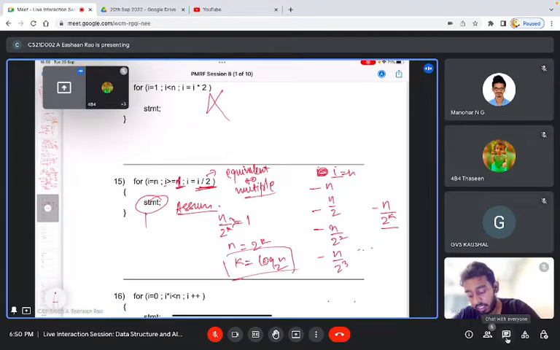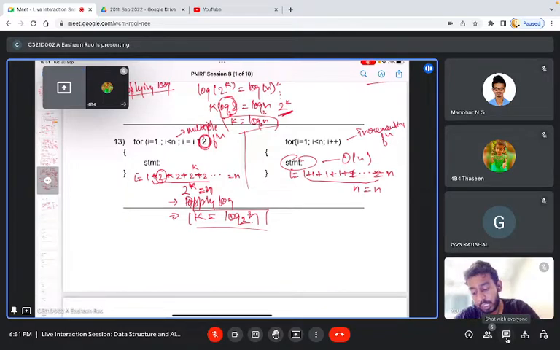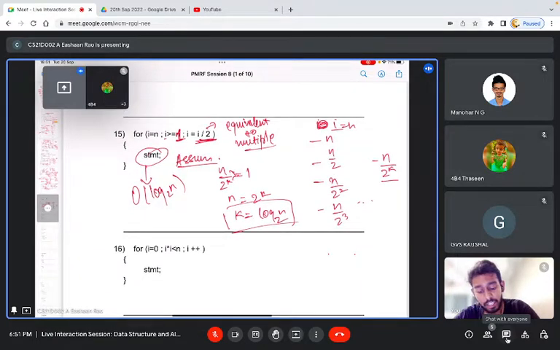So here the time complexity will be order of log n base 2, which is quite similar to the earlier function that we have seen for the multiplication. Here we are just dividing it, but the concept remains the same.